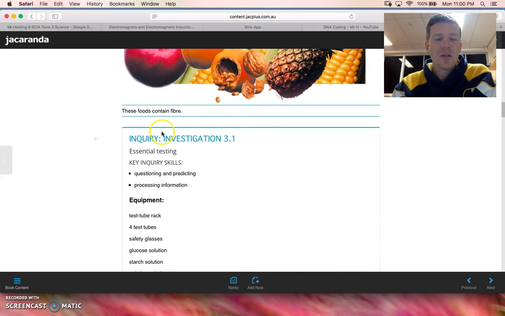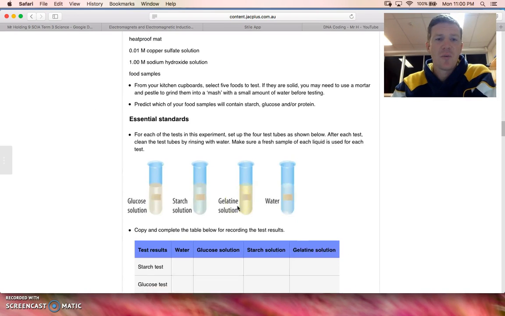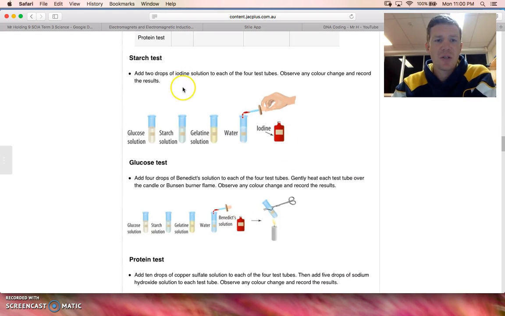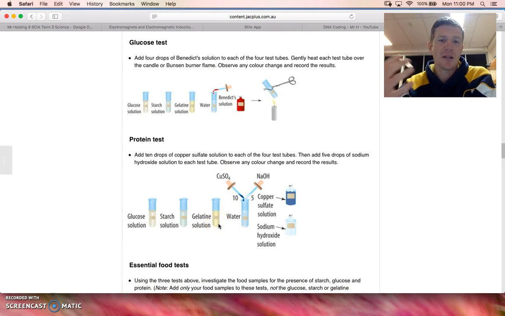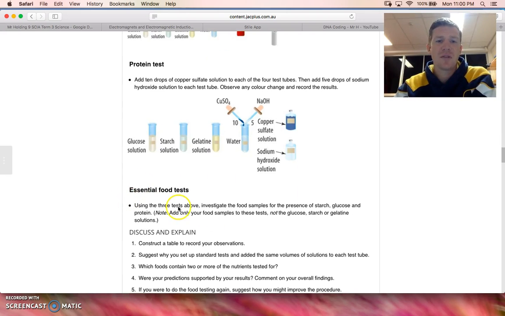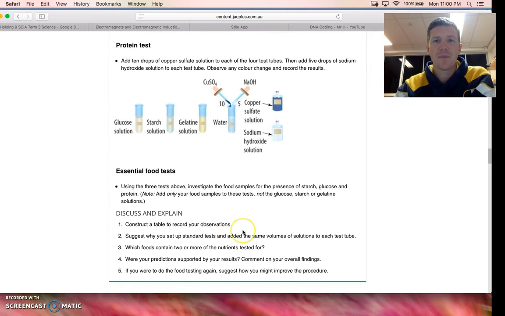So what you'll need to do is read through investigation 3.1, have a look at the first part, which is the tests, and you'll do this test here. So you'll get a glucose, a starch, and a gelatin solution, as well as water, and you'll have to do that with all of them with iodine, then all of them again with glucose, and then all of them again with protein. That's the first lesson. And then you'll have to test your particular food samples.